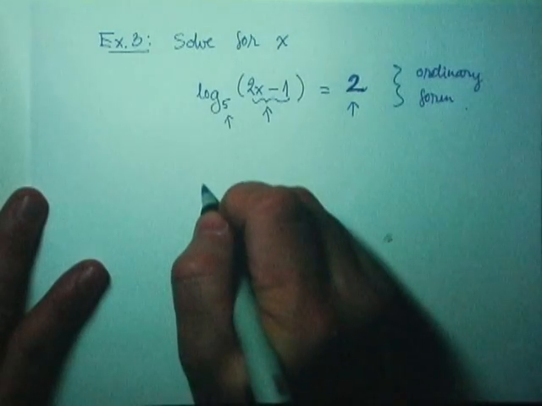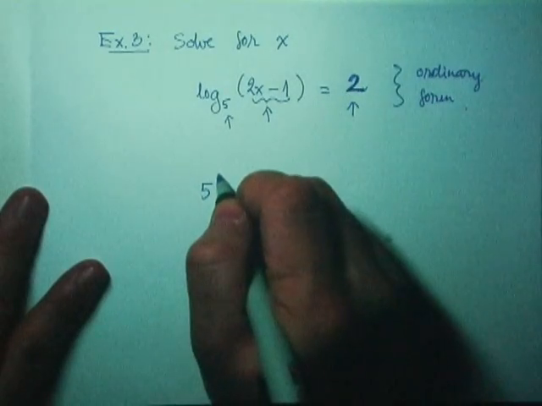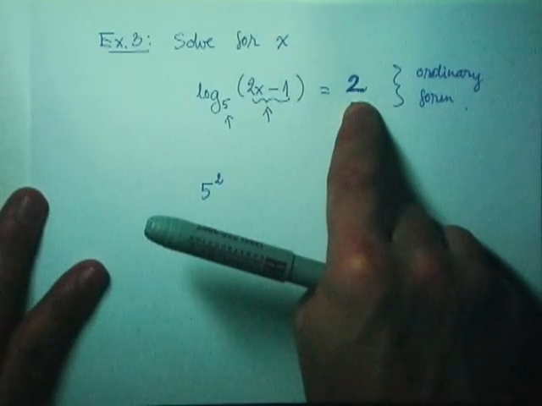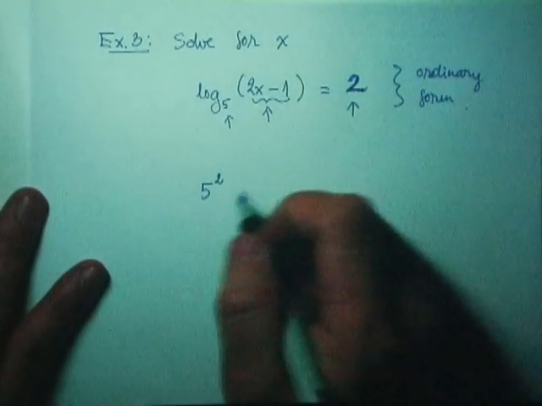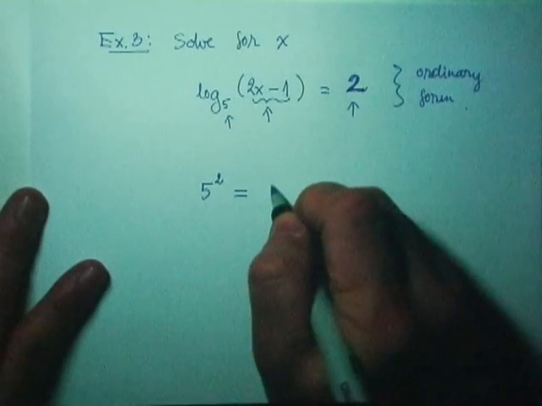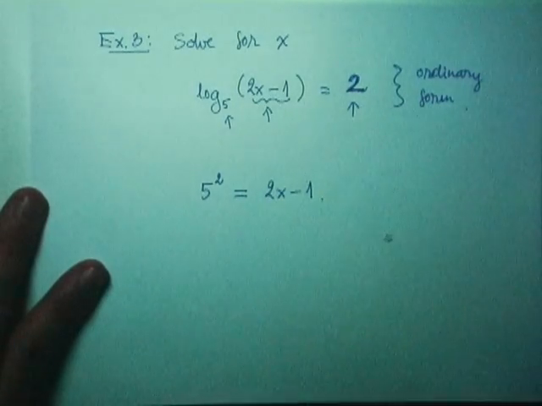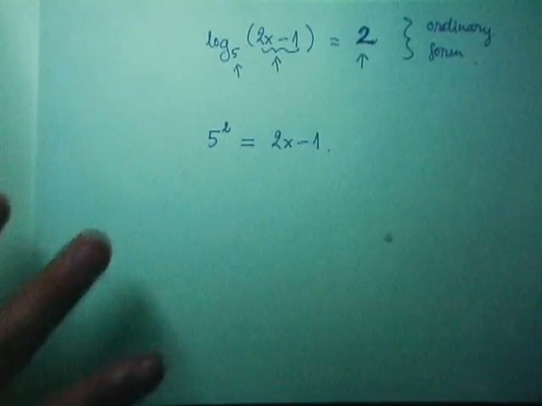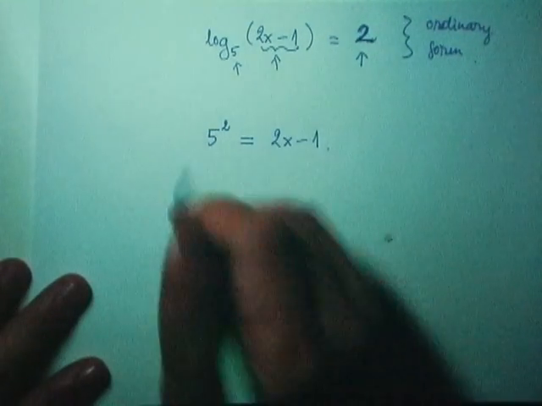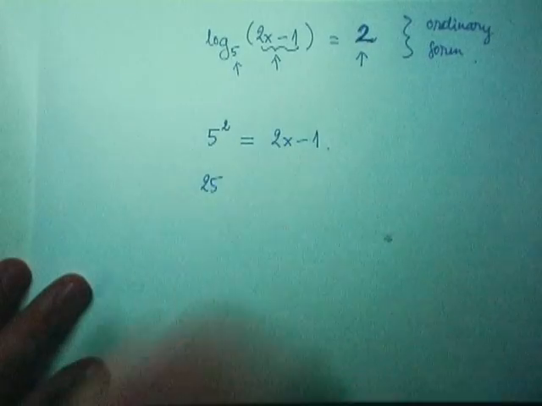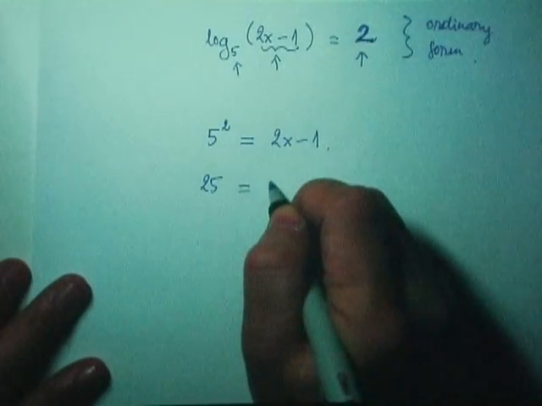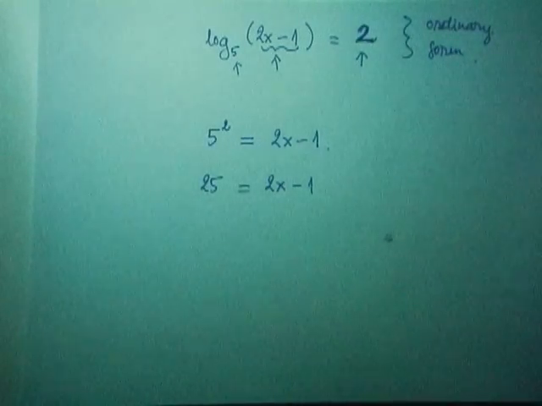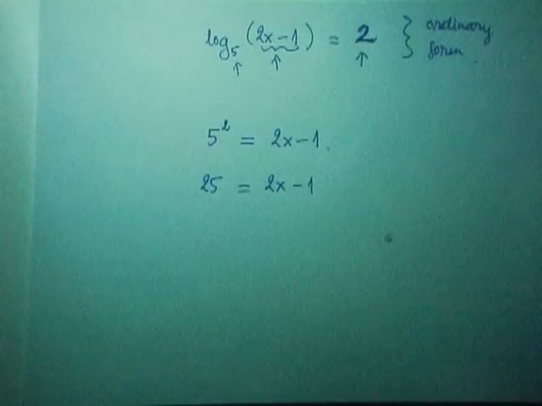So what I have here is the base 5. I'm going to raise that to the number 2, which is the number on the right hand side of the previous equation, and now it equals the expression 2x minus 1. That's how I rearrange my equation. And at this point, please keep things simple. Now 5 squared equals 25 on the left hand side. The right hand side remains 2x minus 1. So now please tell me, this equation here is not that hard to solve at all, is it?